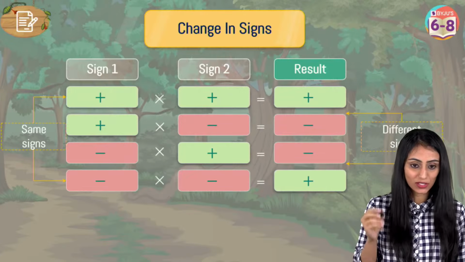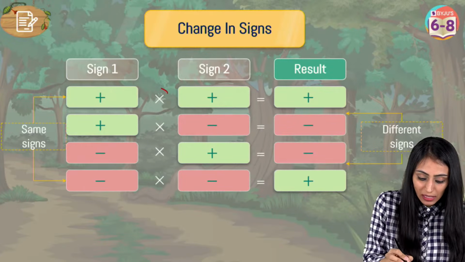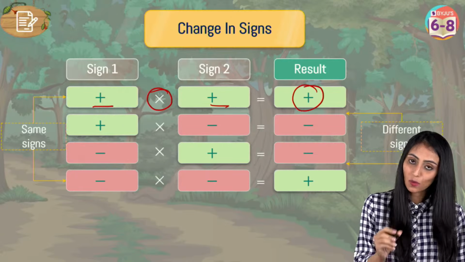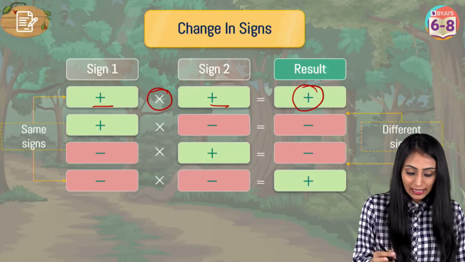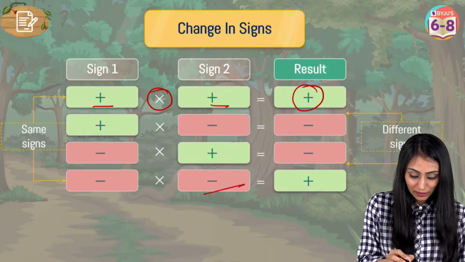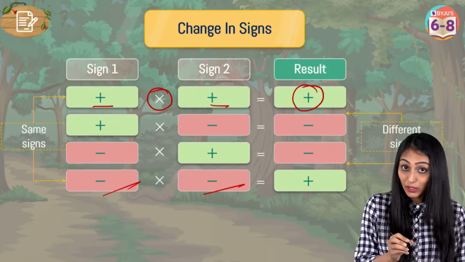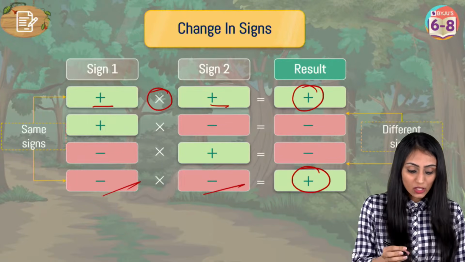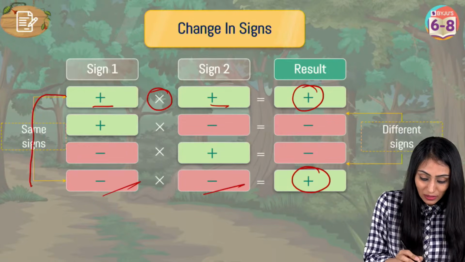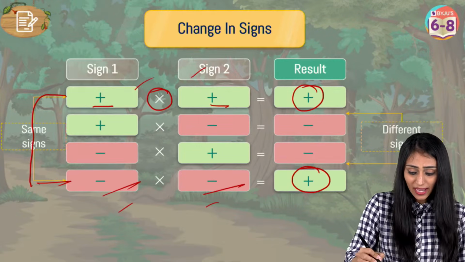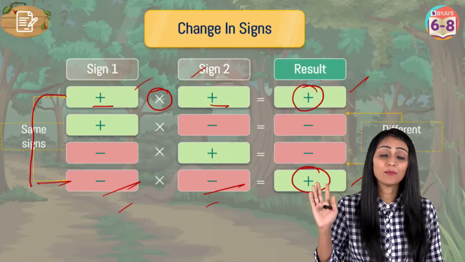Now I'll answer your question. You see here, when we are multiplying two numbers and both of them are positive, we get a positive result. And let's say we are multiplying two numbers and both of them are negative, again we get a positive result. So when the signs are the same, like positive, positive, negative, negative, every time you get a positive result.